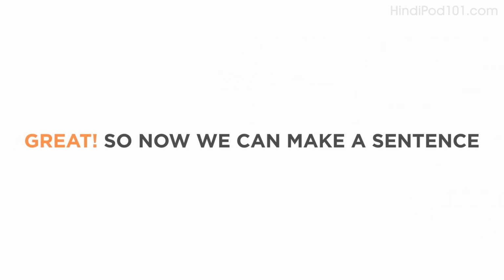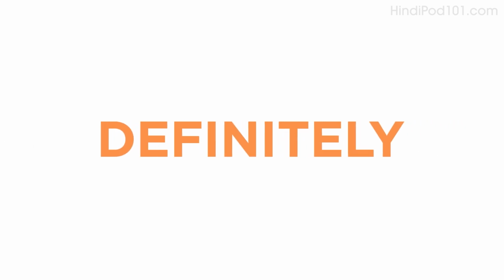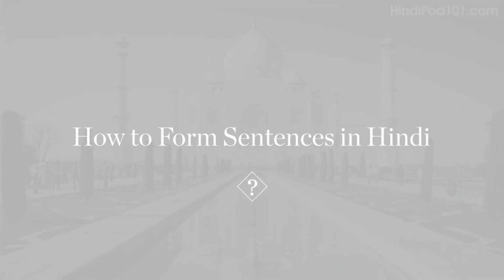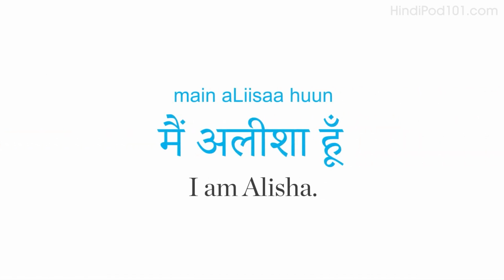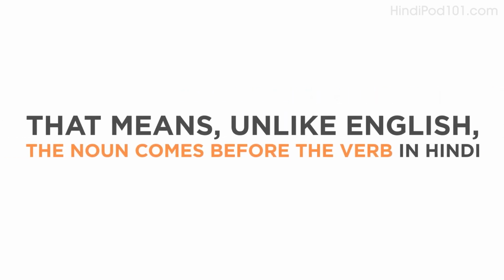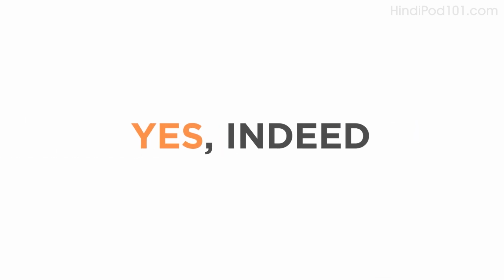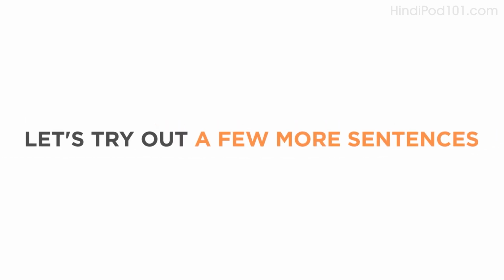Great! So now we can make a sentence. Definitely. How would you say, I am Alicia? That would be मैं Alicia हूँ. So, the order of the words is I, Alicia, am, or pronoun, noun, verb. That means, unlike English, the noun comes before the verb in Hindi. Yes, indeed. Let's try out a few more sentences.